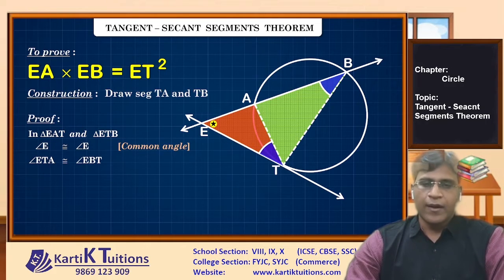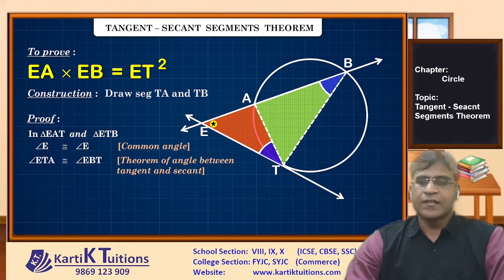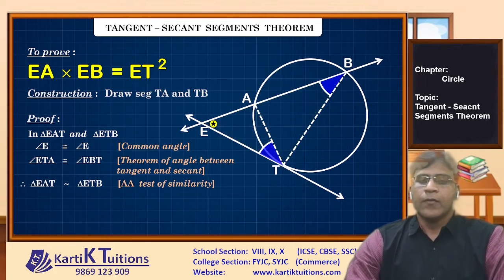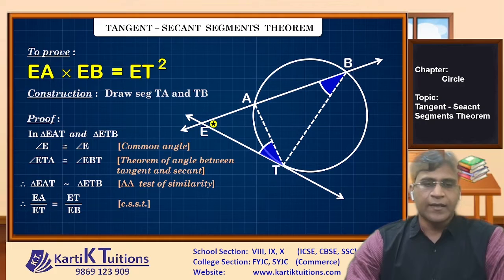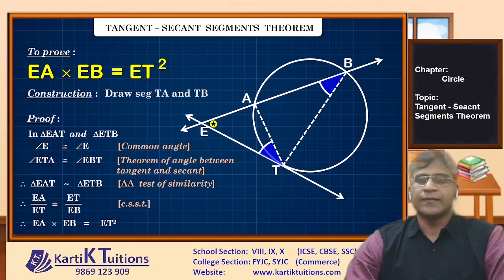The reason, you can either write angles in alternate segments or the theorem of angle between tangent and secant. Now, since two angles are congruent in the two triangles, we can say the triangles are similar by a test of similarity. If the triangles are similar, what can we say about the sides? Sides are in proportion. So here I get EA upon ET is equal to ET upon EB. Now, when we do cross multiplication, we get EA into EB is equal to ET square. Hence, we have proved the tangent secant segments theorem.